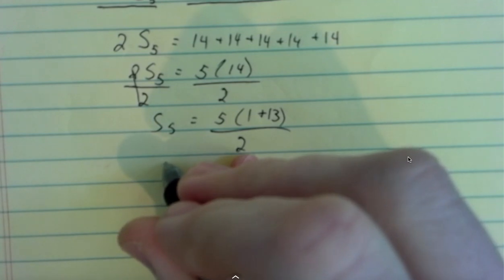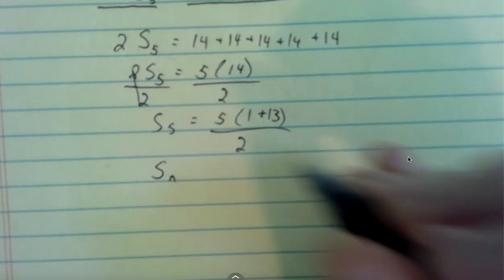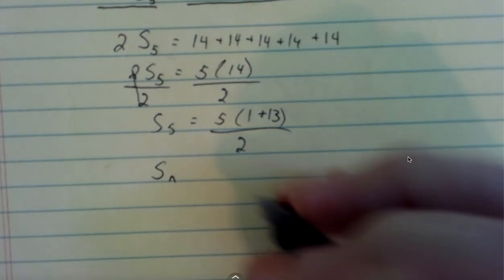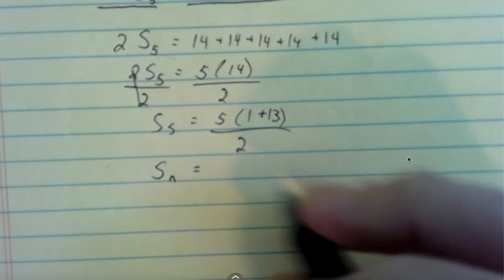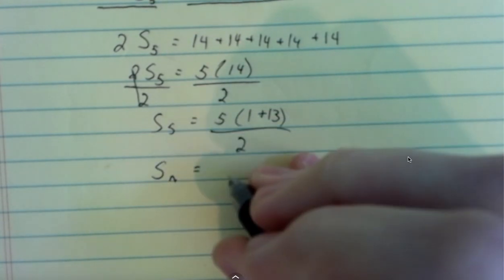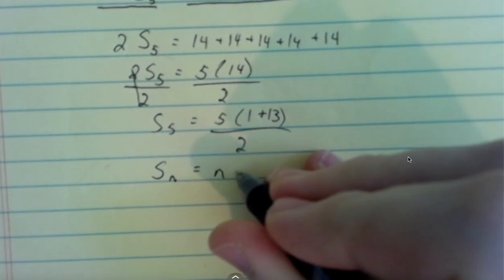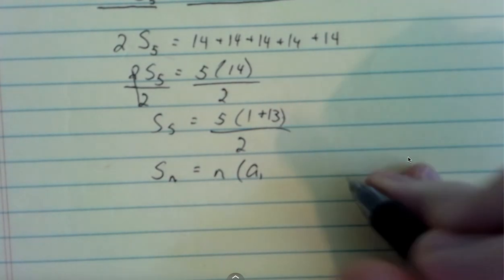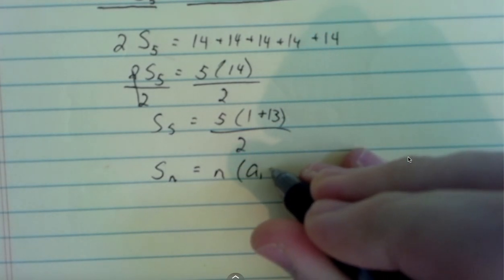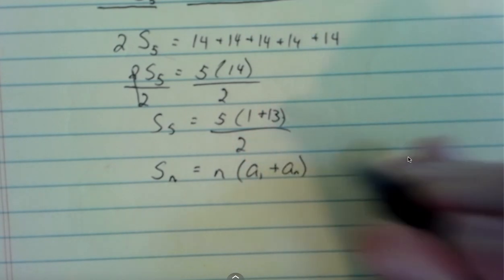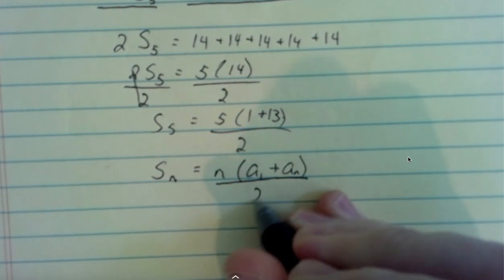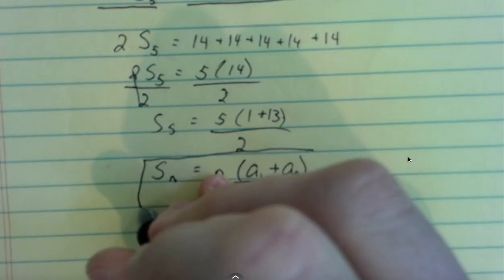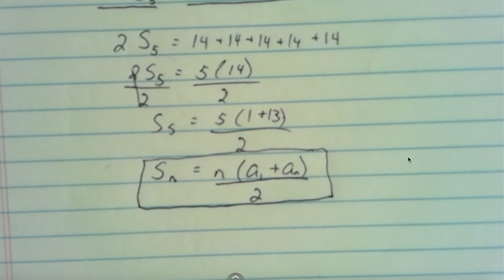In general, the sum of all the numbers in a sequence, 1 through n, will equal this number n, because the 5's match, times 1, which was the first term, so a sub 1, plus 13, which was the last term, or the fifth term, so plus a sub n, divided by 2. So this is our formula if we want to add up the numbers in a sequence.